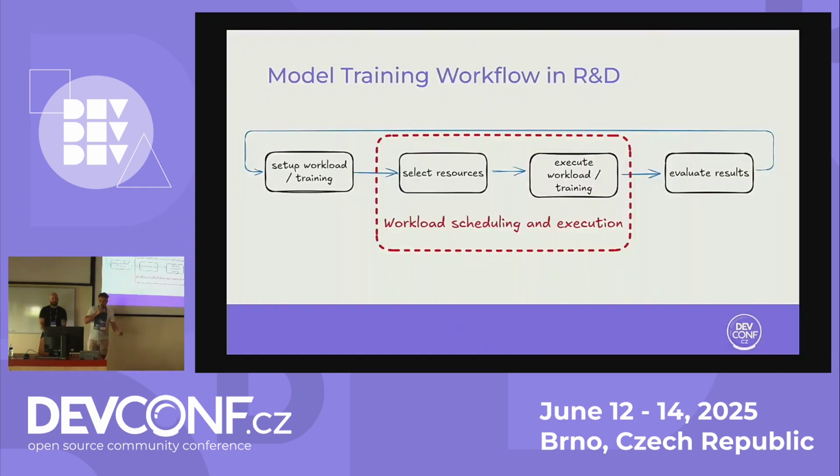Now let's move to the motivation, and I will begin by describing the regular workflow of our researcher. Our researchers are starting by setting up the workload or training, then they are seeking resources. After finding the resources, they are executing the workload or training. When the execution is finished, they are evaluating the results, and based on the results, they are editing or reconfiguring the training and repeating the process.